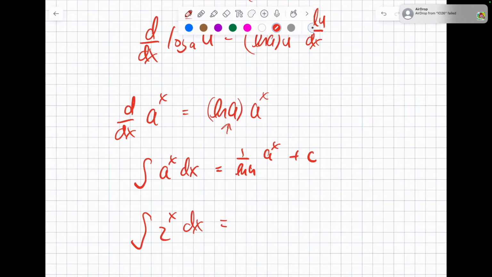The one with the natural log of A is raised to the A to the x. No, it's 1 over ln of a times a to the x plus c. Wait, how did A get into natural log of A?